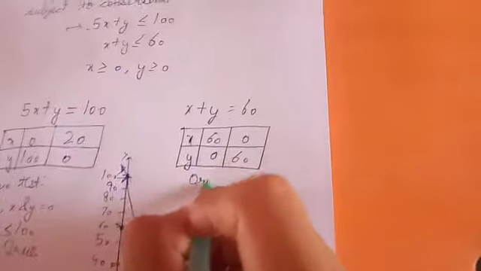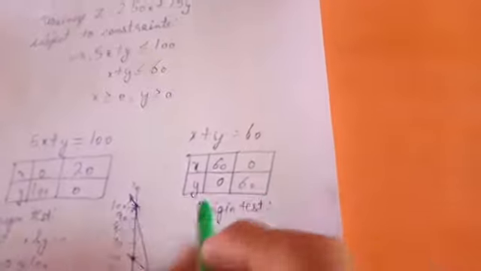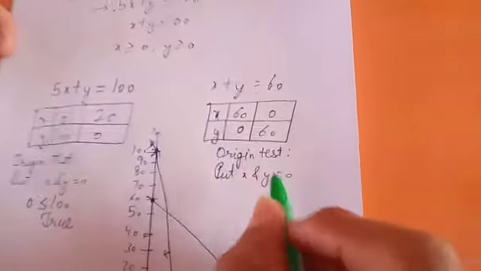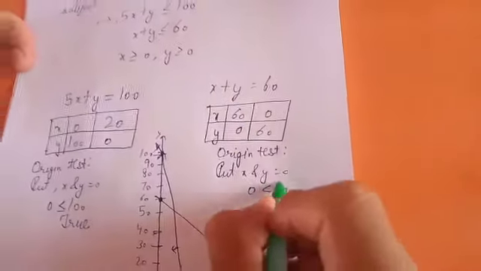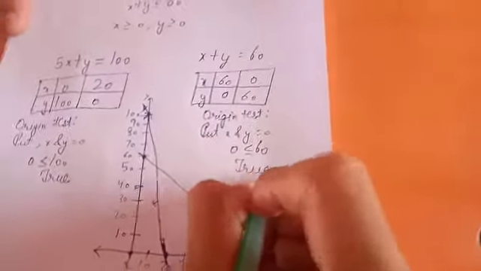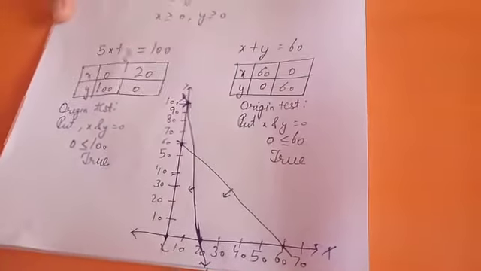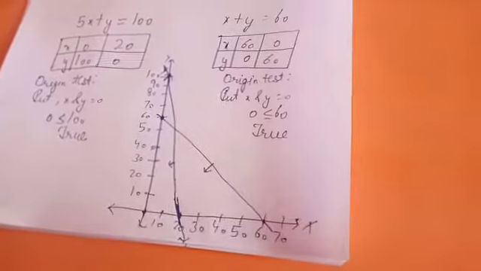Now origin test for here. What you have to do? Put x and y equal to 0. So what you will get? 0 is less than or equal to 60. Is it true? Yes, it is also true. Means this line also follows all the values that are towards the origin of the graph.